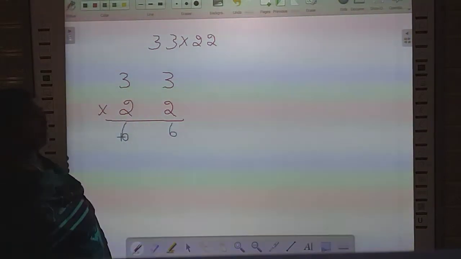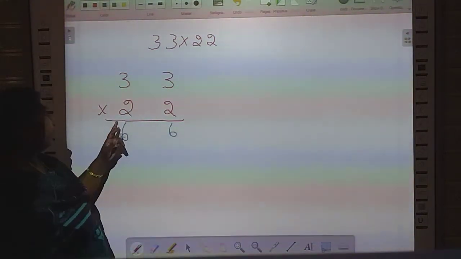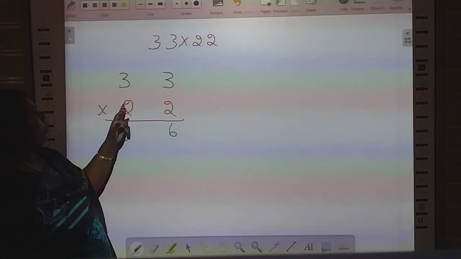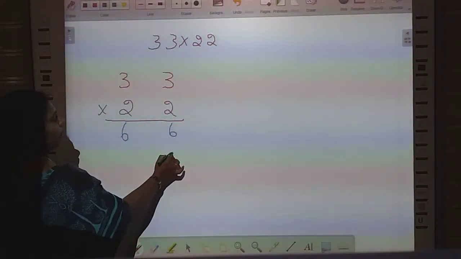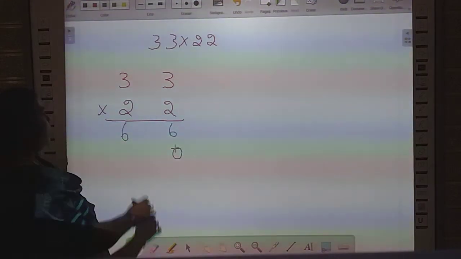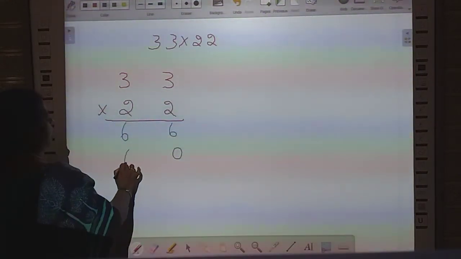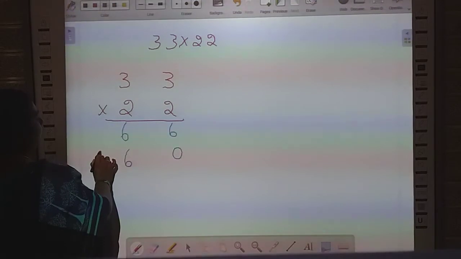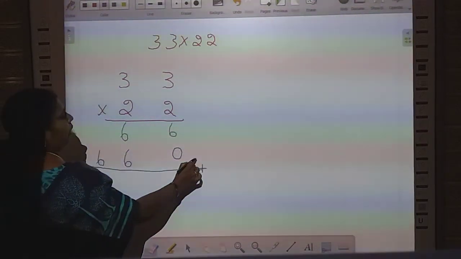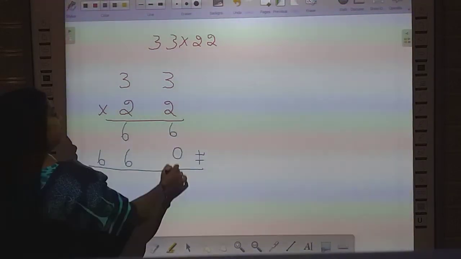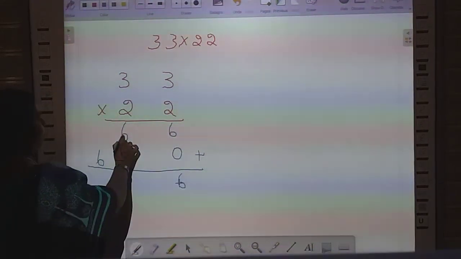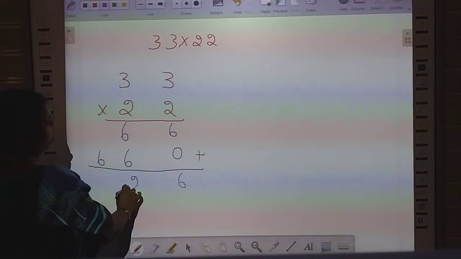Now we are going to use in the side multiplier tens place value, right? So multiplier 2 times again 3 are how much? 6 in tens place, but ones place we put 0. Okay, 2 times 3 are 6. Then again 2 times 3 are 6. Next we are going to add the product, right? Yes, 6 plus 0, 6. Then 6 plus 6 is how much?